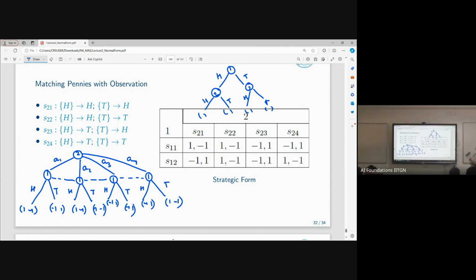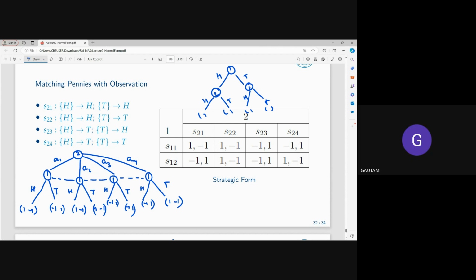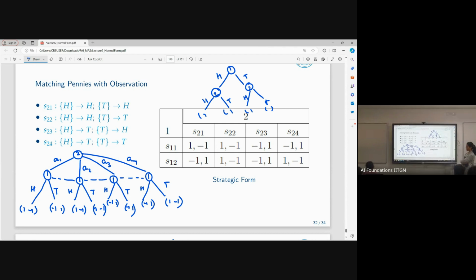Does this dashed line indicate that it is without observation? It is without observation. Exactly.